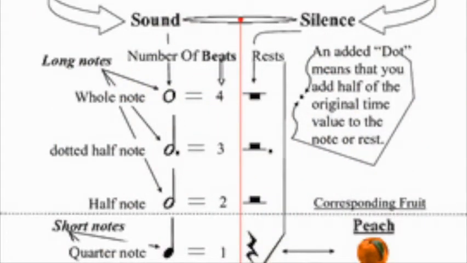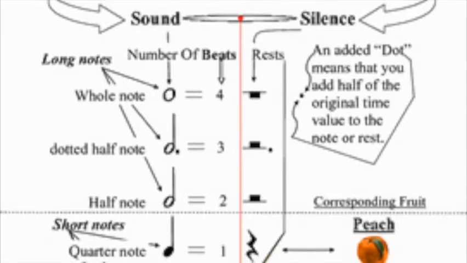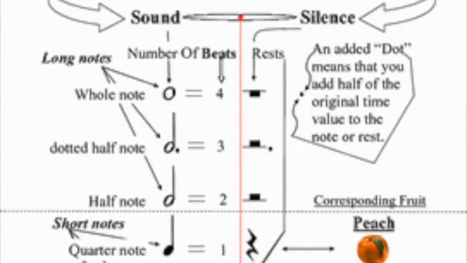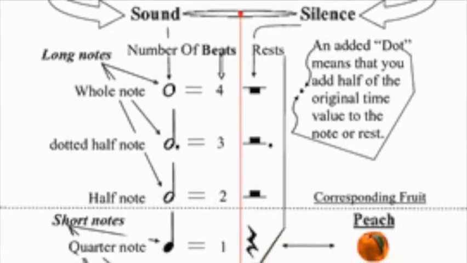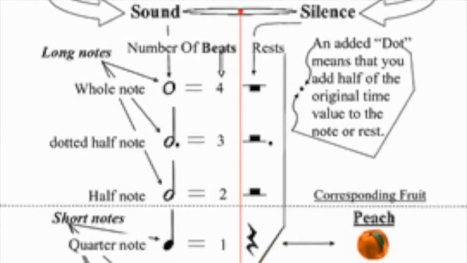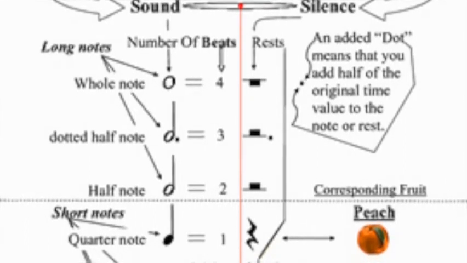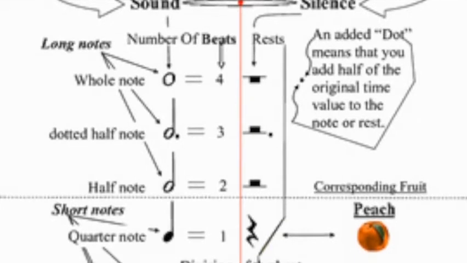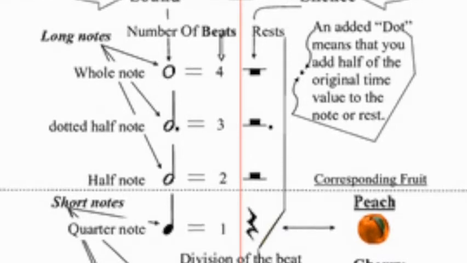So as we look at our chart, the whole note is a 4-count note, 4 beats. There's also the whole rest that is right next to it, also gets 4 counts. One, you do 4 counts of sound, the other is 4 counts of silence. So 1, 2, 3, 4 would be a whole note, and that would be a whole rest.